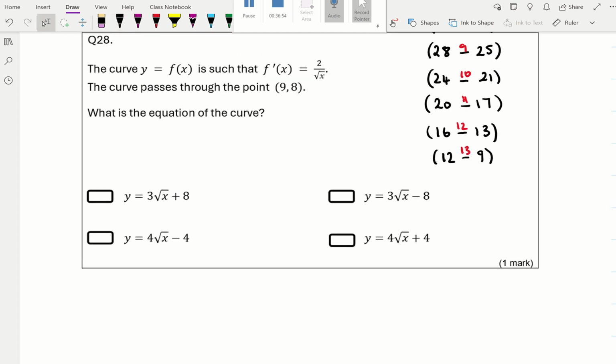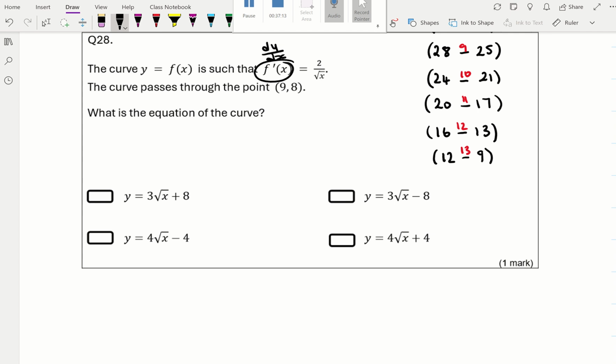Okay, and the last question says the curve y equals f of x is such that when I differentiate, so this is dy over dx, I get 2 over root x. The curve passes through the point 9, 8. What is the equation of the curve?